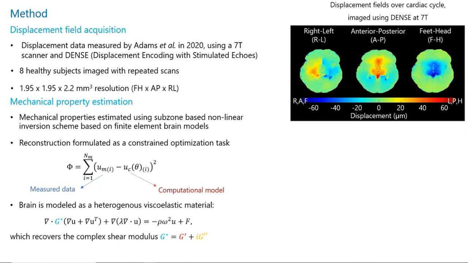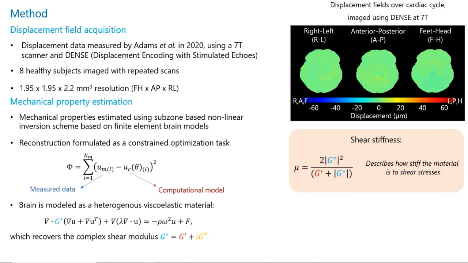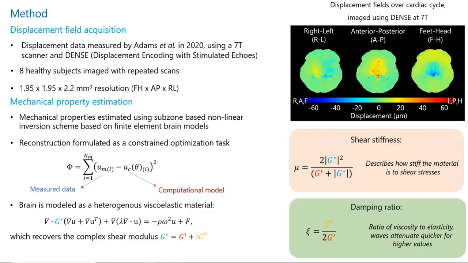And from this parameter, we can reconstruct our parameters of interest, which is the shear stiffness that describes how stiff the material is to shear stresses. And then we have the damping ratio, which is the ratio of viscosity to elasticity, which describes how quickly waves attenuate within the medium, or the brain in this case.